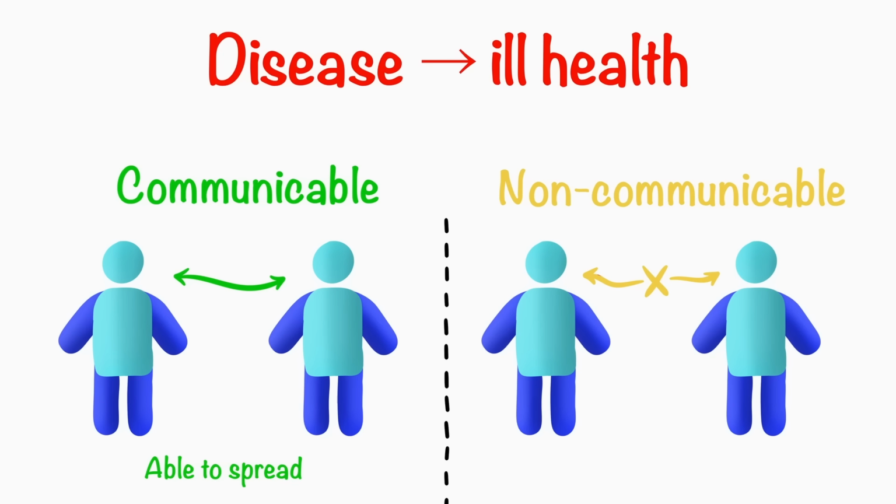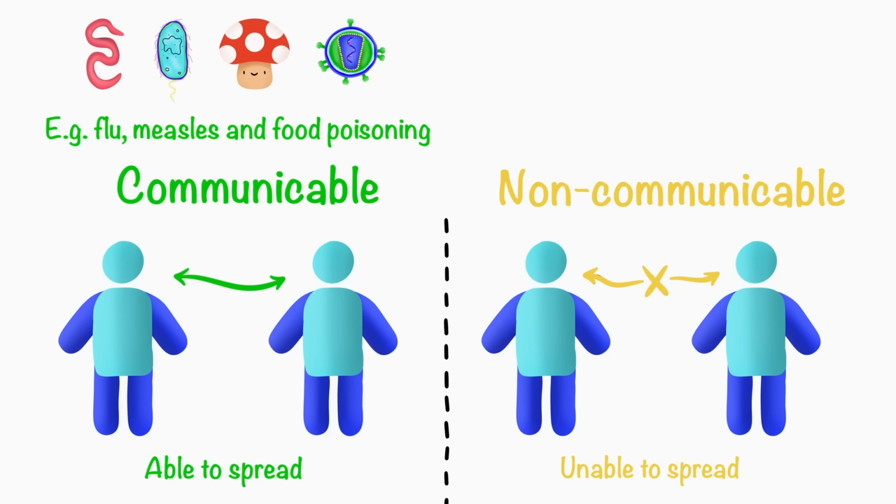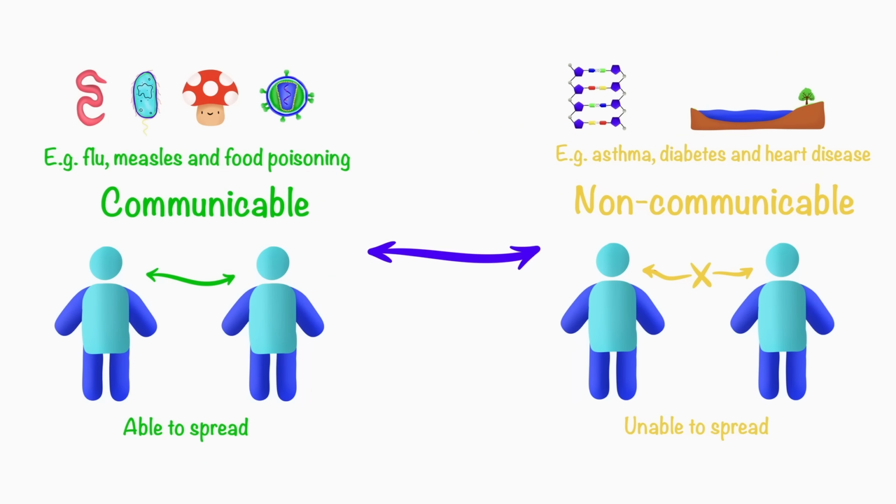Communicable diseases can spread from one person to another. They're caused by pathogens, things like bacteria, viruses, fungi, and protists. Examples include flu, measles, and food poisoning. Non communicable diseases can't spread between people, they often develop slowly over time. Examples include asthma, diabetes, and heart disease. These are often linked to your genes, your lifestyle, or your environment.